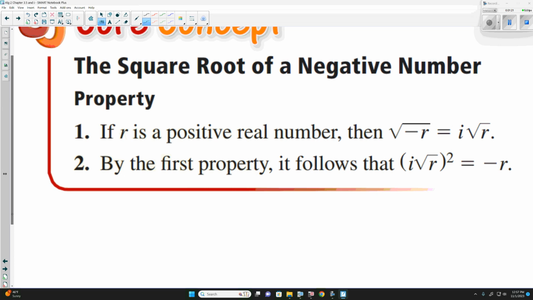So, the square root of a negative number property. If r is a real number, then the square root of negative r is i times the square root of r. We did this in 341, simplifying those square roots. By the first property, it follows that if we square what we got, we get back to negative r. This is kind of straightforward. If we took the square root of negative r, we get i times the square root of r. Then if we square that, we get back to negative r.